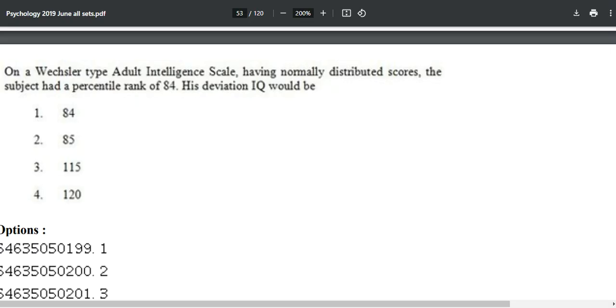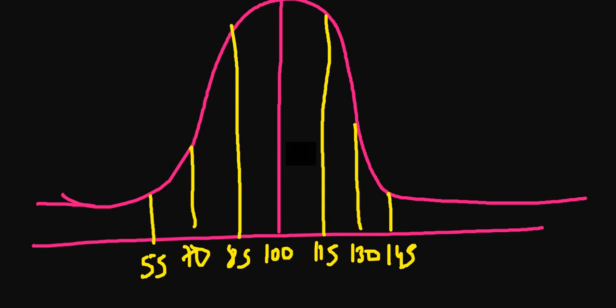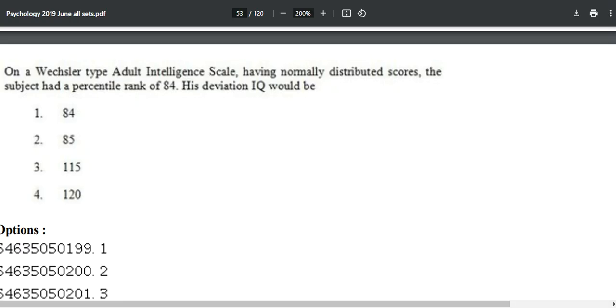Now what the question is saying: the subject had a percentile rank of 84. His deviation IQ would be, we don't know anything, but this is your deviation IQ. Now, percentile rank is given. What is percentile? Percentile means how many people you are ahead of. Just remember this thing: percentile rank means how many people you are ahead of.